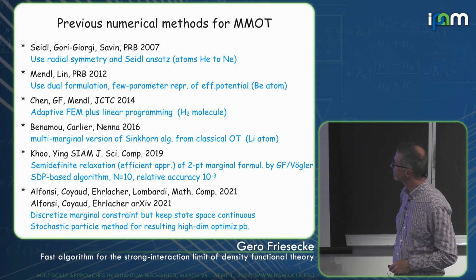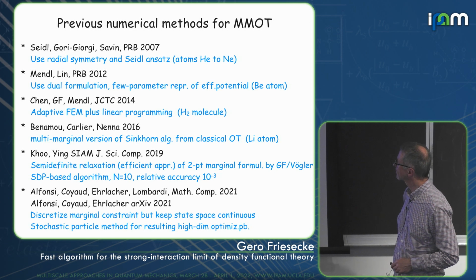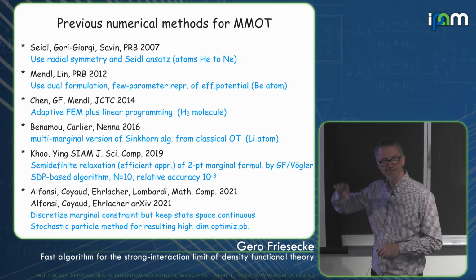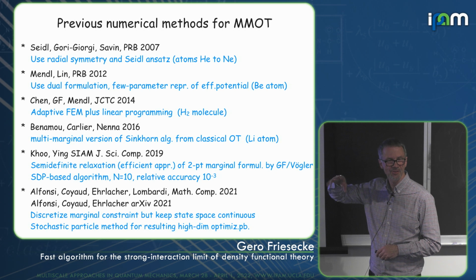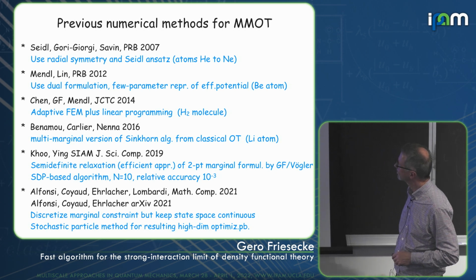Then there's a standard algorithm in optimal transport called the Sinkhorn algorithm. It's based on a kind of entropic regularization, so you introduce a small amount of fictitious temperature. And then they worked this out for the lithium atom.